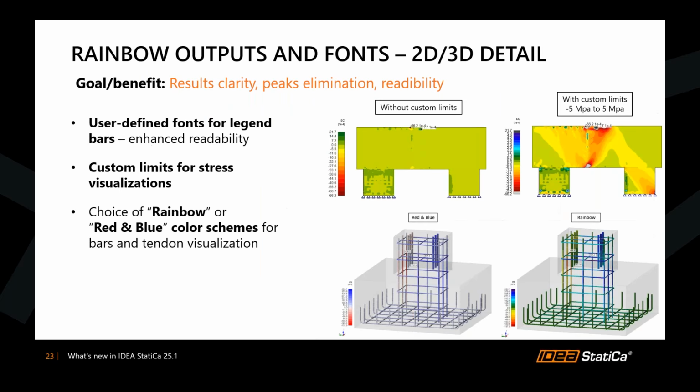Next, we have rainbow outputs with custom limits. As you can see on this one without the custom limits, the detail is not very clear, like the detail of the stresses. But here on the right side, you can see the custom limit from -5 MPa to +5 MPa. Then you can see more detail in your stress contour. And you can now select whether a rainbow or red-blue color scheme for your rebar stress output.